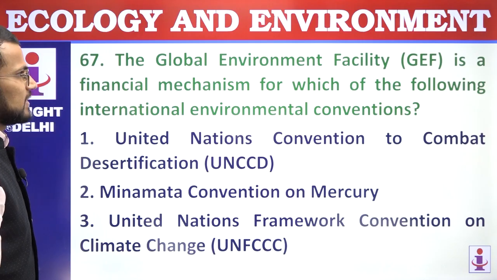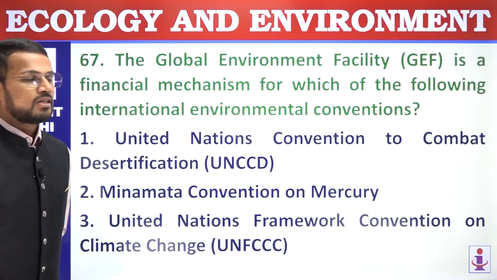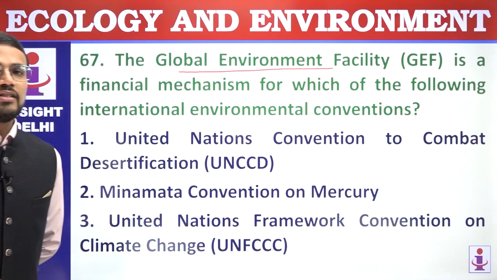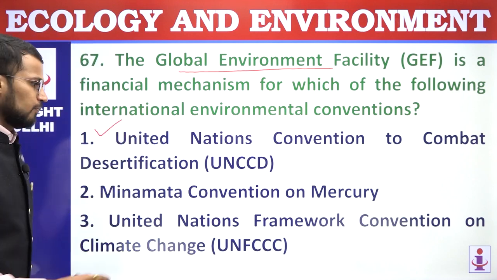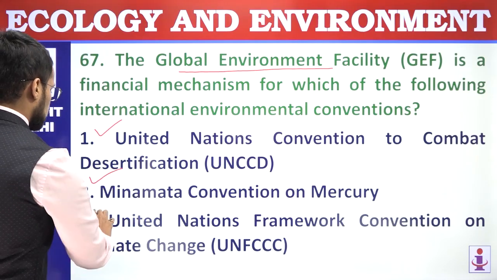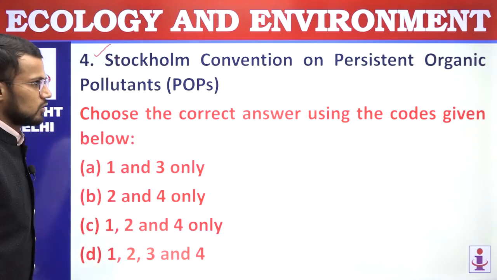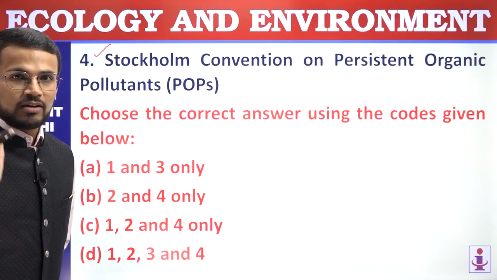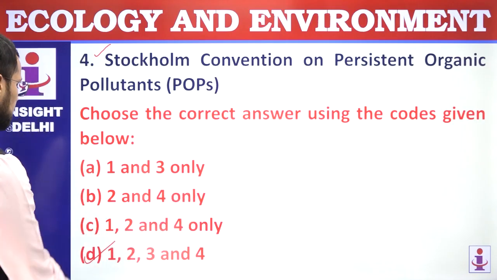67. The Global Environment Facility, GEF, is a financial mechanism for which of the following international environmental conventions? So GEF was established in 1992, and it is a financial mechanism for various international conventions like UNCCD, like the Minamata Convention, then UNFCCC, and also the Stockholm Convention on Persistent Organic Pollutants. All these conventions can receive finances from the Global Environment Facility, and that's why the answer is D, 1, 2, 3 and 4. 67, answer is D.